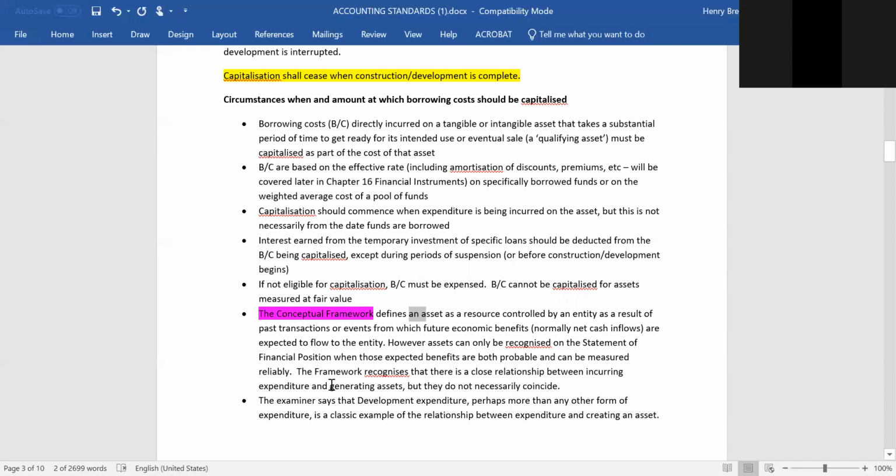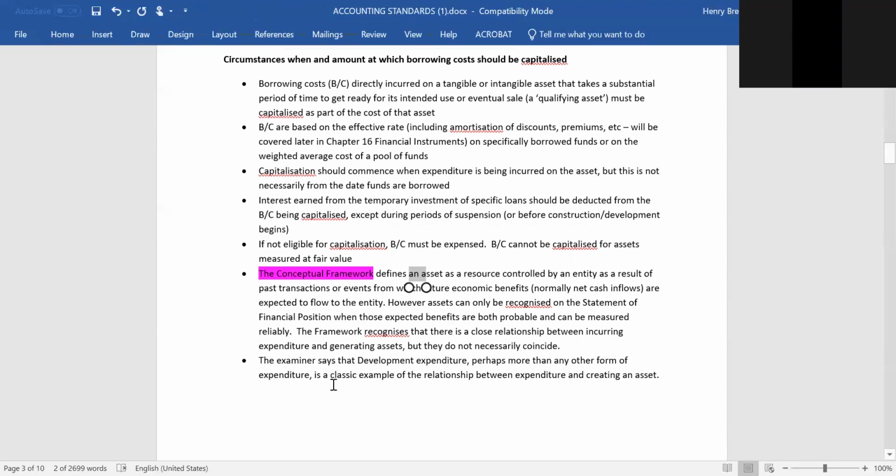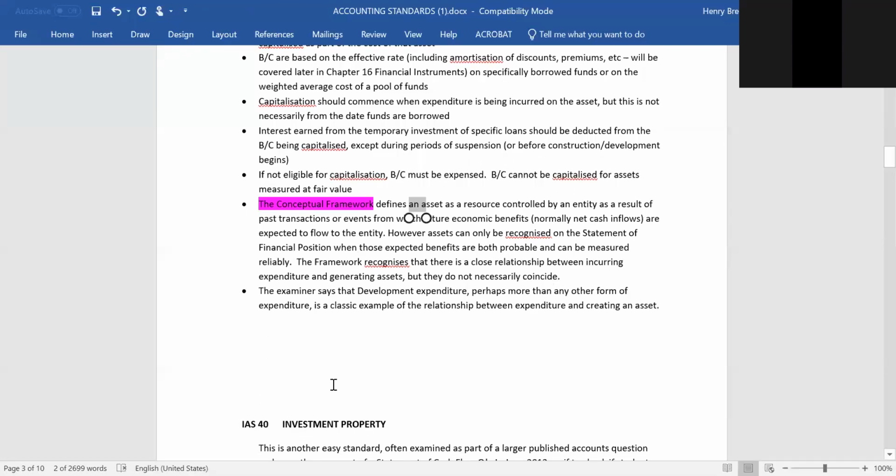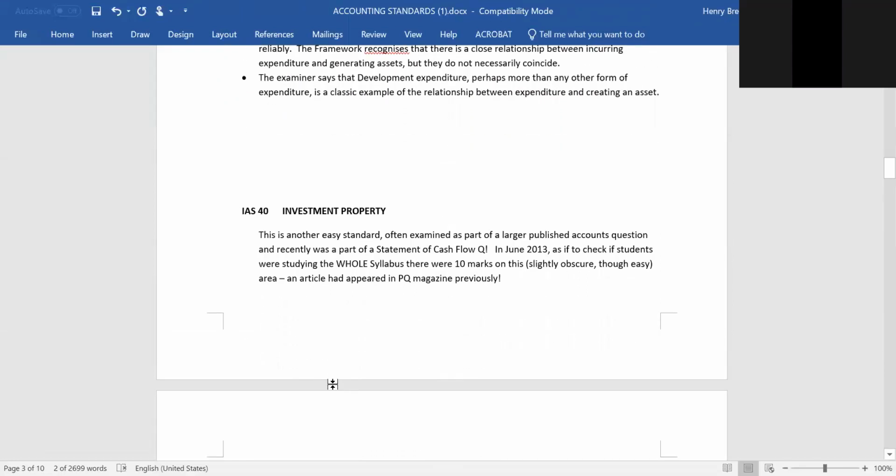The framework recognizes that there's a close relationship between incurring expenditure and generating assets, but they do not necessarily coincide. The examiner says that development expenditure, perhaps more than any other form of expenditure, is a classic example of the relationship between expenditure and creating an asset. We will look at the difference between revenue expenditure and capital expenditure. Capital expenditure is all the time capitalized. In the case of a revenue expenditure, which is recurring, it is all the time treated as an expense.